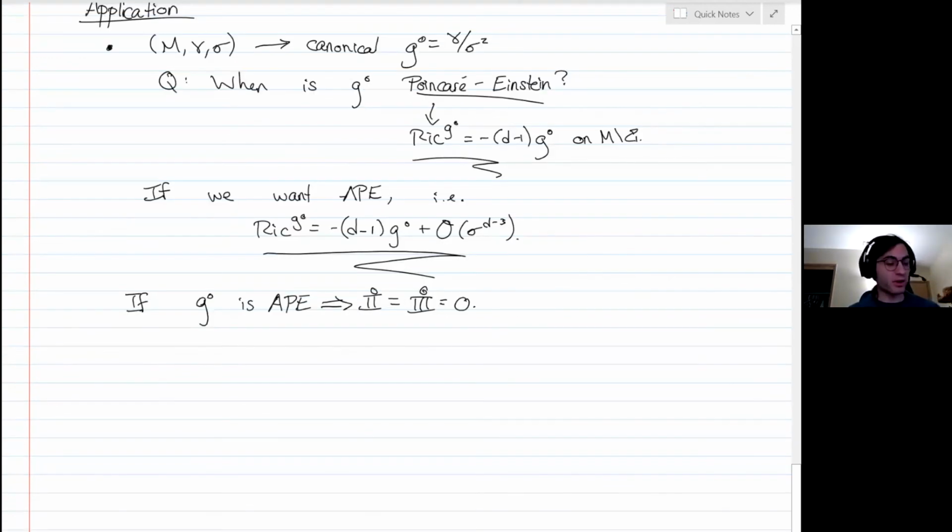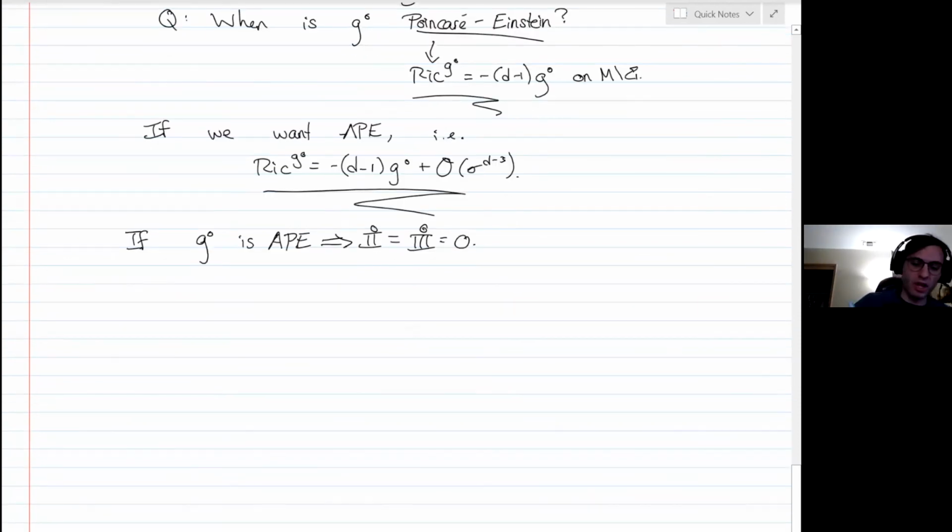It turns out, and this is the new result from our paper that we put out a few months ago, the new result is the following. And this is really a theorem, and it has a bit of work to prove, but it can be succinctly summarized: G0 is APE if and only if the second fundamental form all the way up to the (d minus 1)th fundamental form vanishes identically.